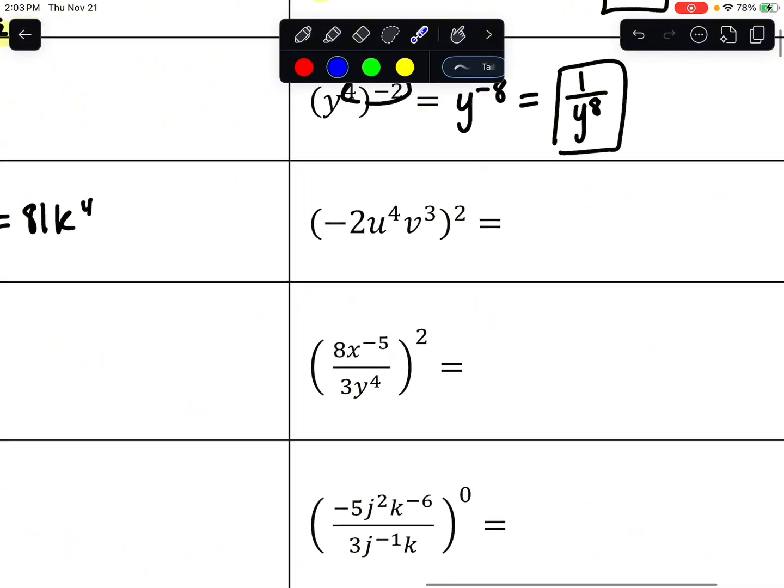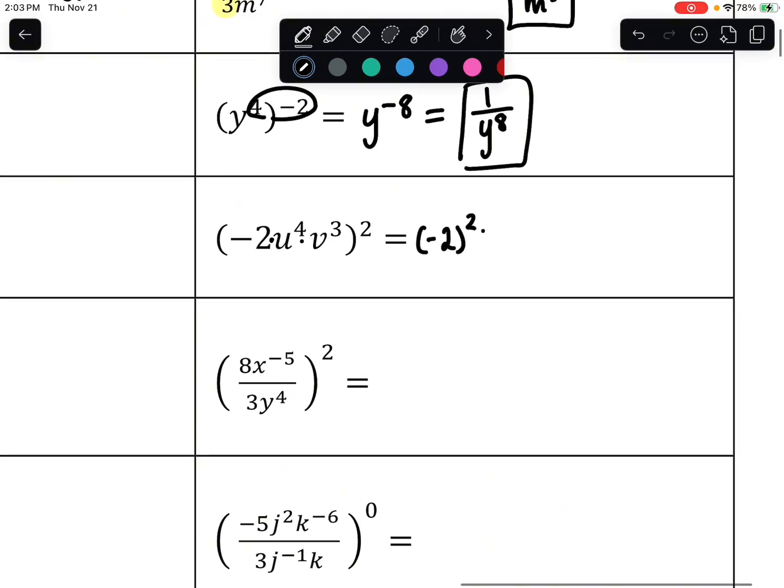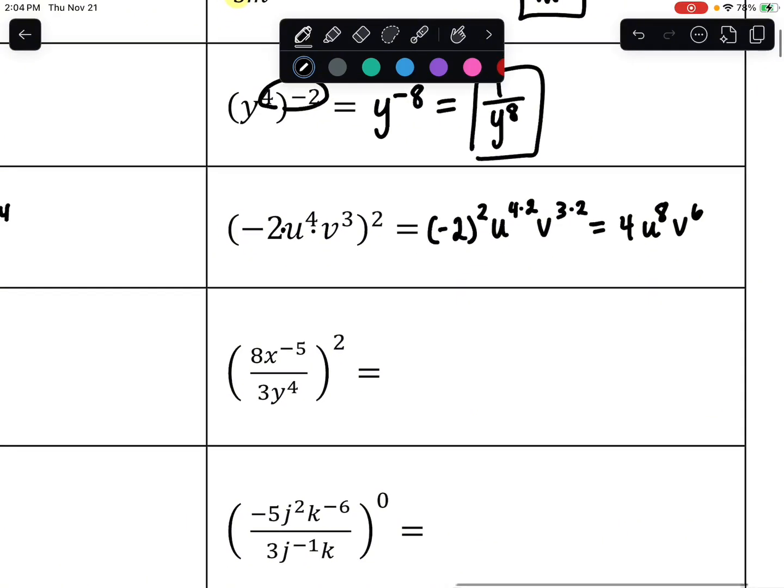Right? And so for this next example, every term would get the 2, the negative 2, the u, and the v. And so we would have negative 2 with an exponent of 2. U already had an exponent, so those exponents end up getting multiplied. And same with v. And so this would simplify to positive 4 u, oh, I don't know why I was thinking ahead. That should be a 2. U to the 8, v to the 6 would be your final answer.